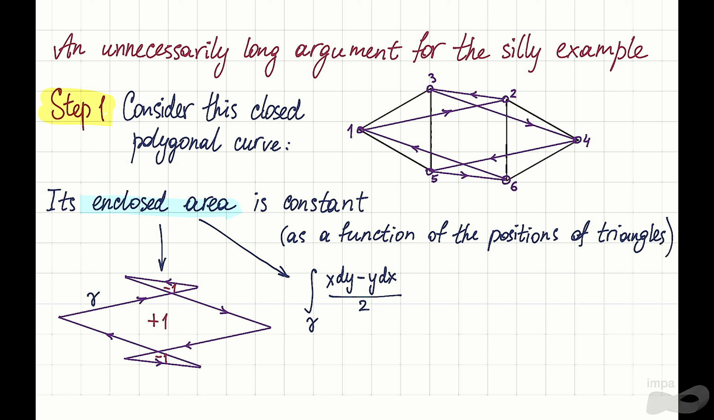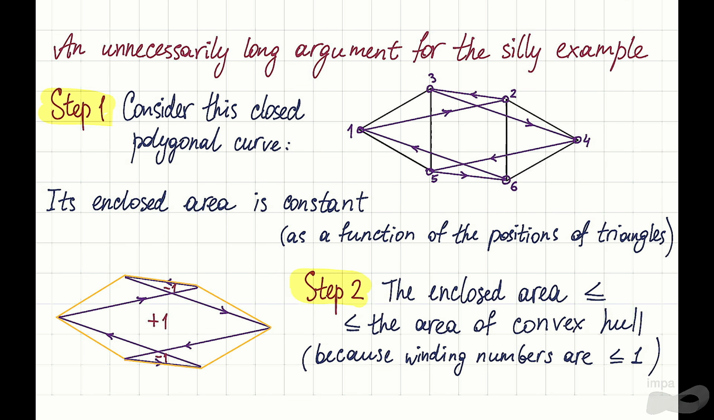And it just happens, you check, you differentiate this area, you check what happens when you slide triangles, and it happens that it's constant. And then the second step would be to observe that the enclosed area, this oriented area, is less than the area of the convex hull of the 6 points.